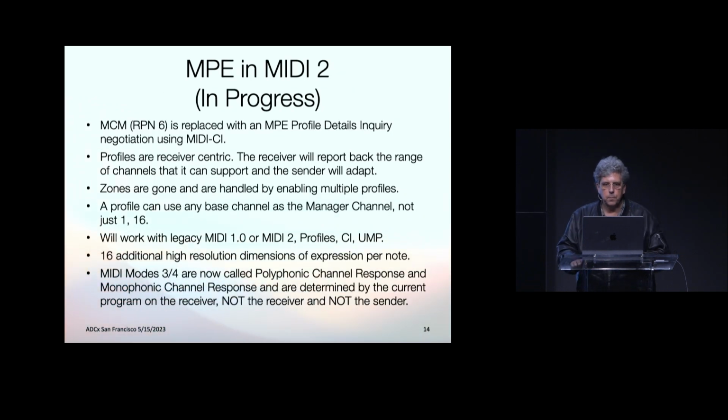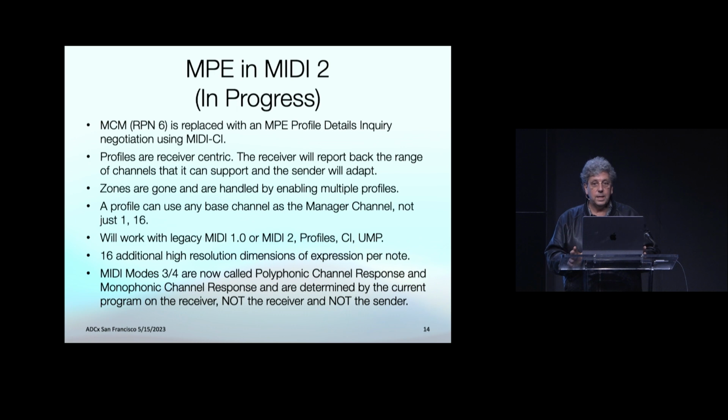Okay, and now we'll finally talk about MIDI 2. Again, I'm not going to say a lot about MIDI 2, but MIDI 2 is a dialogue between senders and receivers. And one of the big challenges with the current MPE is there's frequently mismatches between the sender and the receiver. And part of that is because there isn't a dialogue that's going on. So the main thing that MIDI 2 adds to MPE is that the MCM RPN 6 is replaced with profile details inquiry. And so the sender says, hey, these are the channels I want to use. The receiver says, I can use those channels, or I can't use those channels. Here are the channels I can use. And the sender says, okay, I can use those channels. So there's a dialogue that happens in MIDI 2.